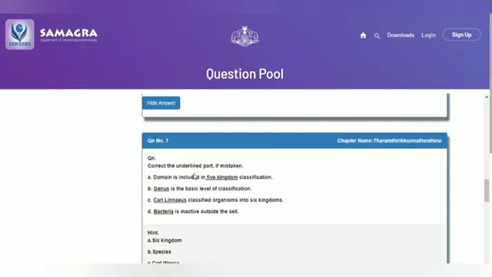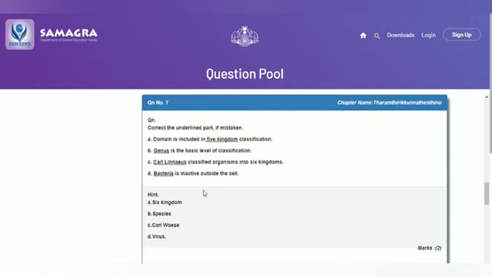Seventh question. Correct the underlined part if mistaken. Domain is included in 5 kingdom classification. Genus is the basic level of classification. These are wrong sentences and we have to correct them. So domain is included in six kingdom classification. The basic level of classification is species.